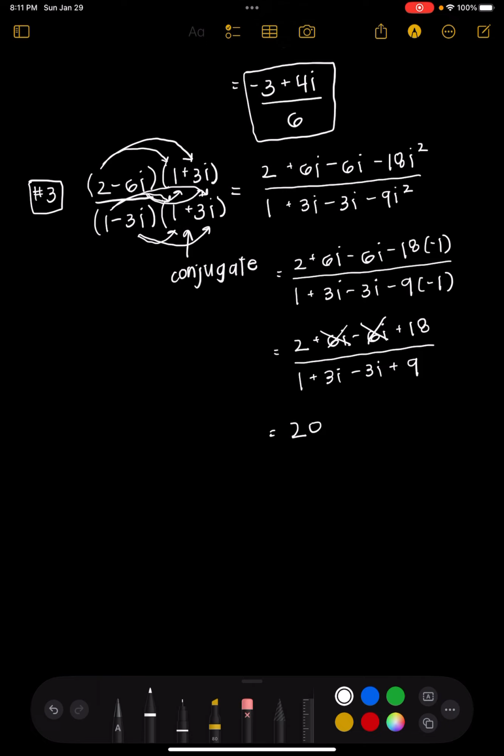Okay, great. Now on the bottom, the real parts are 1 and 9. So 1 plus 9 gives me 10. And then the imaginary parts, we have a positive 3i and a negative 3i.